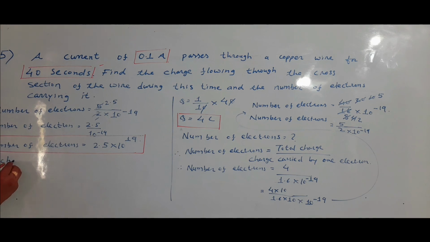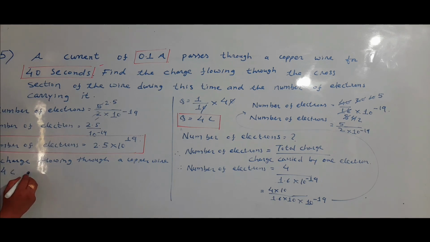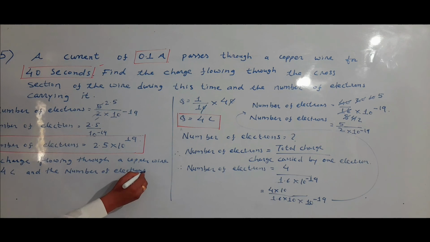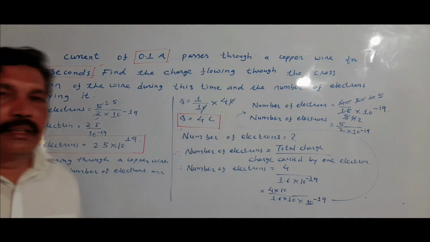The charge flowing through a copper wire is 4 coulomb and the number of electrons is 2.5 into 10 to the power 19. That's all, students. We'll stop here.